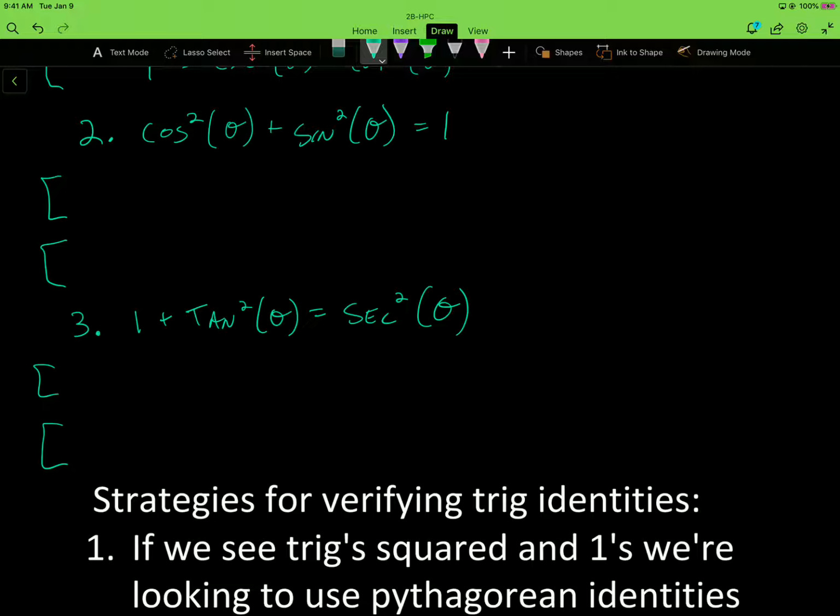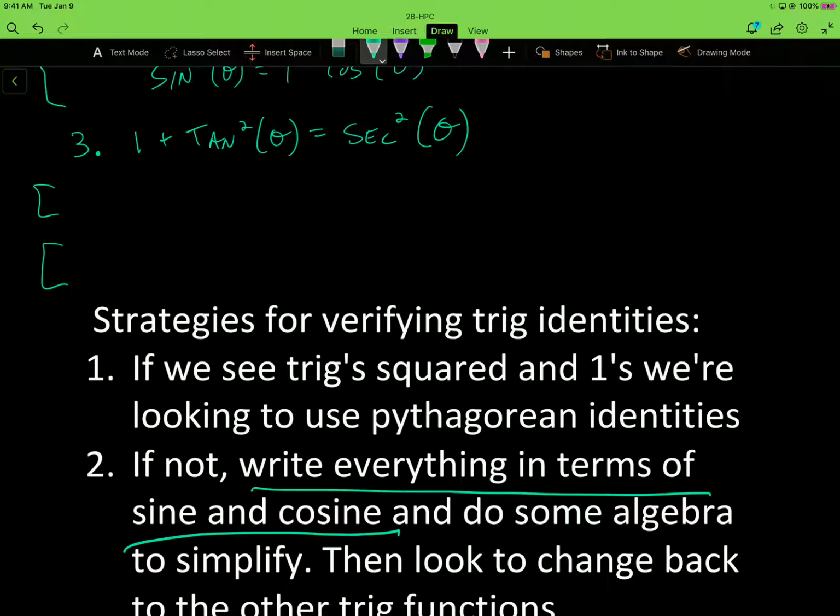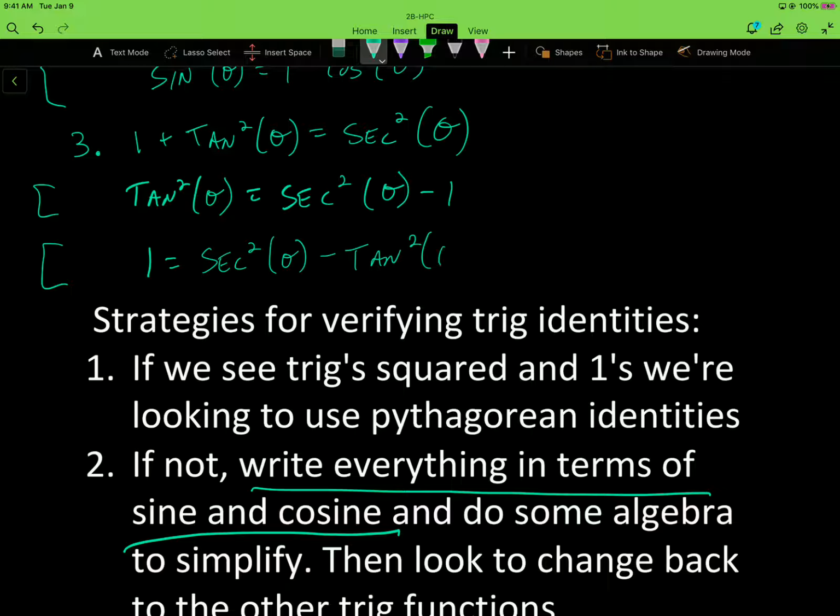We're going to do the same thing with our cosine squared plus sine squared equals 1. We're going to solve it for cosine squared by subtracting sine squared off both sides, and we'll get different identities. So cosine squared is equal to 1 minus sine squared of theta. Now I'll solve for sine squared. Sine squared theta is going to be equal to 1 minus cosine squared theta. Then I'm going to do the same thing here. I'll solve for tangent squared. Tangent squared theta is going to be equal to secant squared of theta minus 1. And then I'm going to solve for 1. So I've got 1 equals secant squared theta minus tan squared theta.